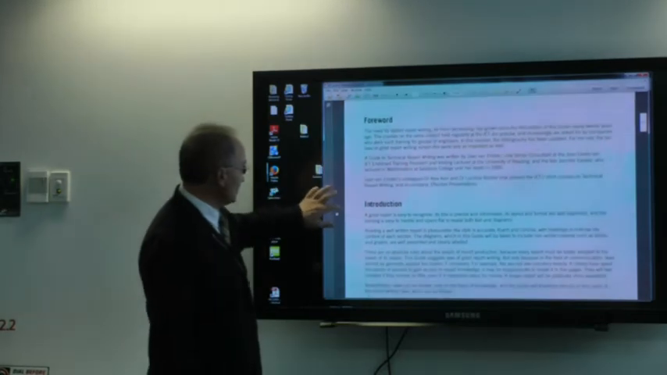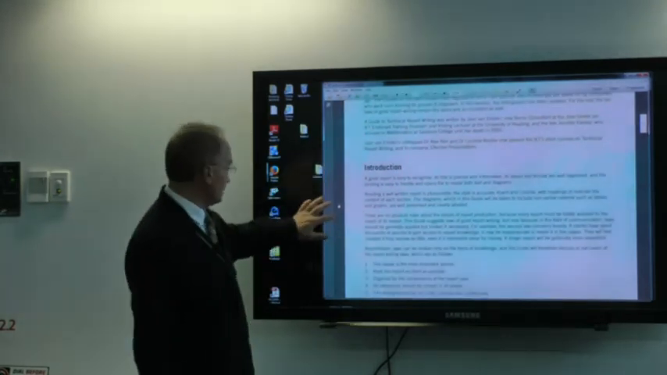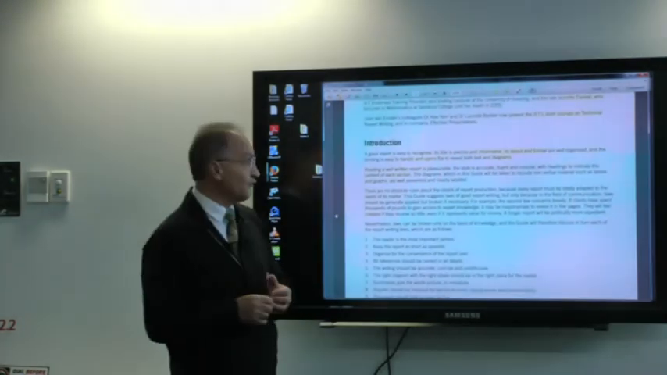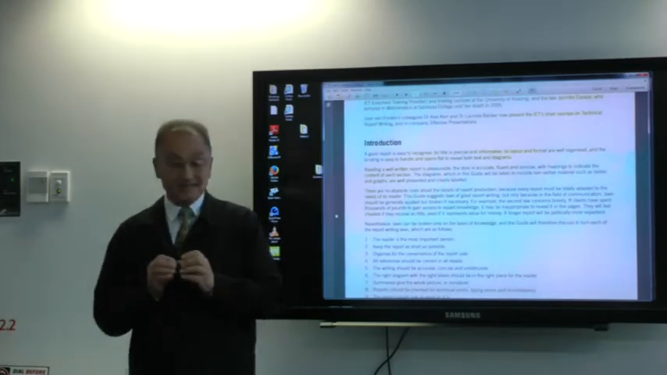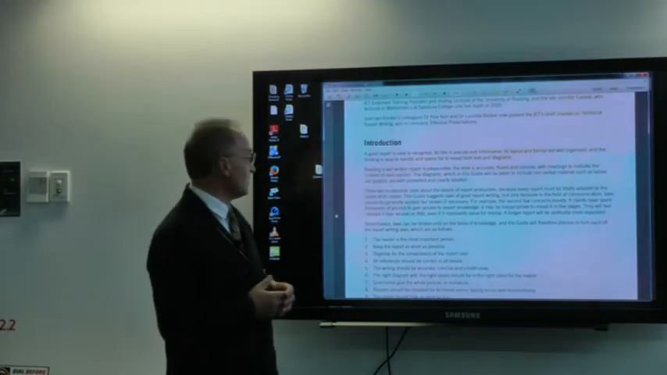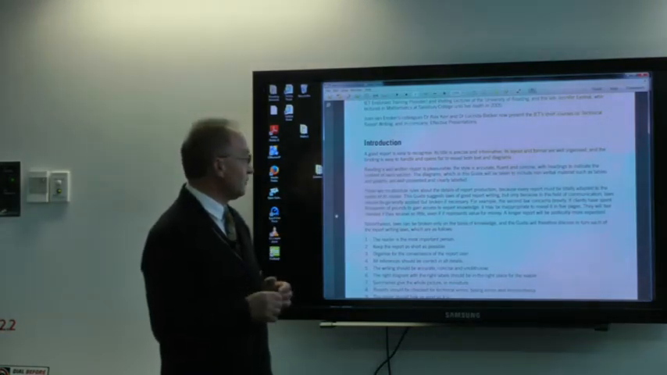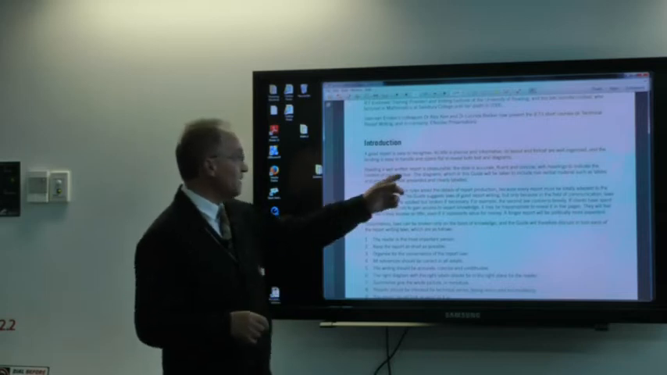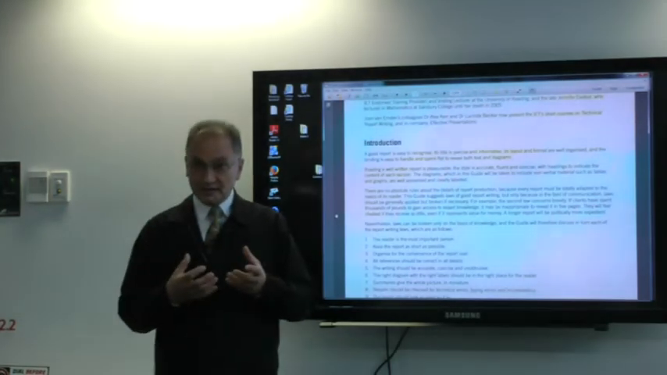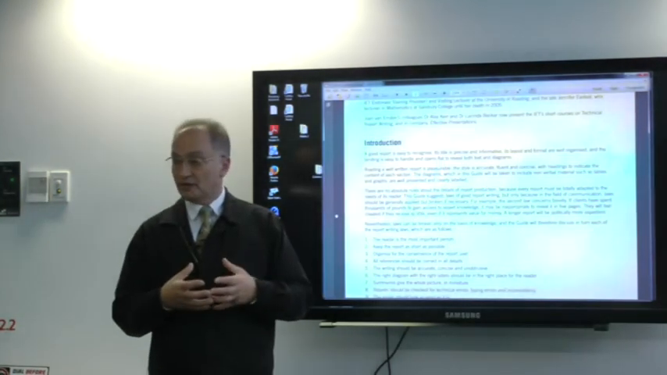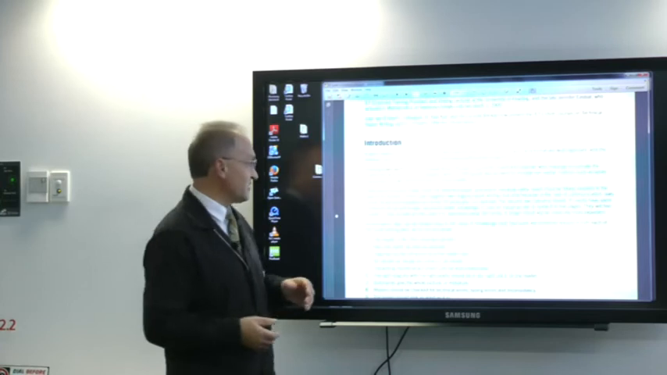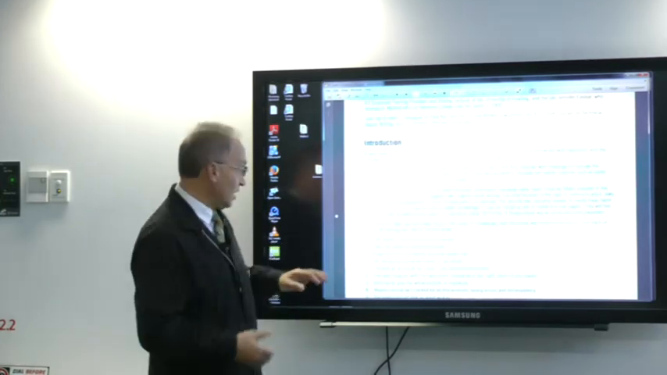The introduction to this document states that a good report is easy to recognise. Its title is precise and informative. In other words, when you look at the title, you know exactly what the report's going to be about. Its layout and format are well organised, and the binding is easy to handle, opens flat to reveal both text and diagrams. It should be pleasurable. The style is accurate, fluent and concise. So if you, as the reader, enjoy reading it, you'll be encouraged to take more note of it. You'll be interested in finding out more, and it will also convey the message a lot better because you are going to engage with it a lot better.